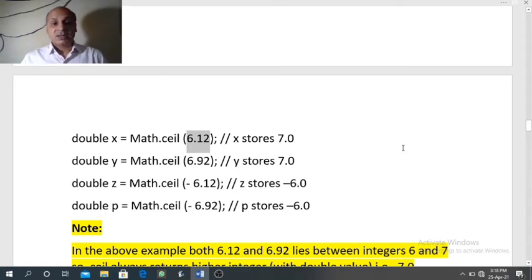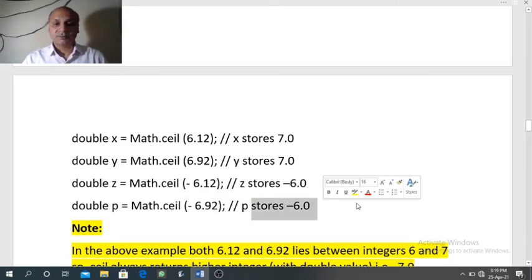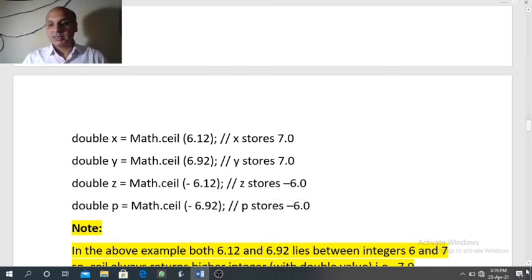So 6 is the lower value, 7 is the higher value. Since the ceil function gives higher value, so answer is 7.0. Here also between 6 and 7 we have the value 6.92, so answer is 7.0. In the same way, minus 6.12 belongs between minus 6 and minus 7, so higher value is minus 6 here, and here also higher value is minus 6.0. So I hope floor and ceil will be clear to you.